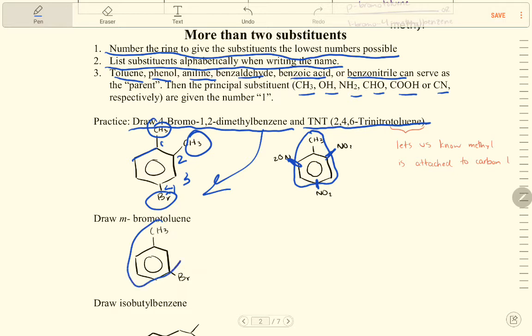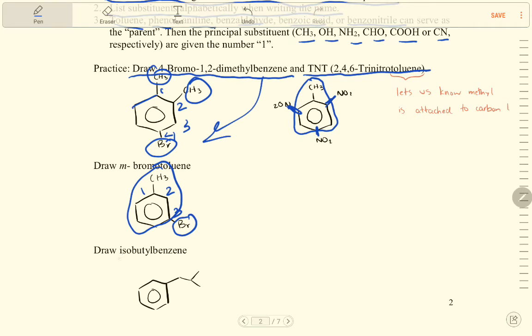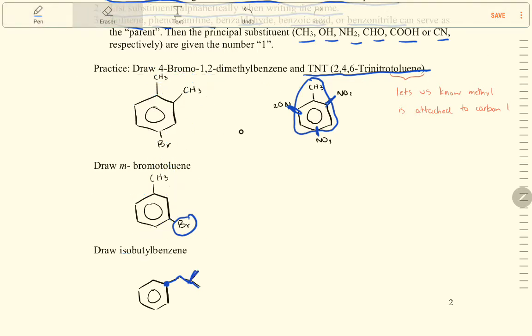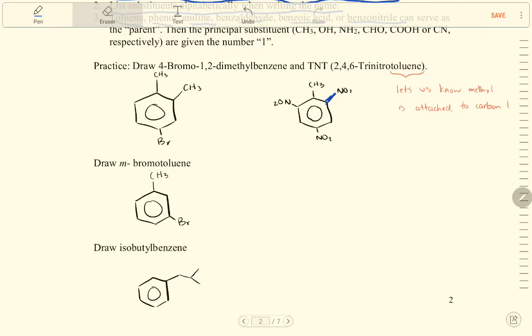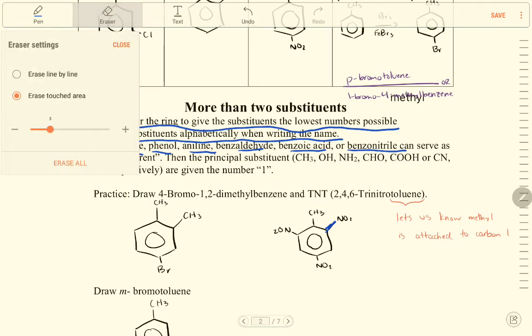Meta-bromotoluene. This is a toluene structure, 1, 2, 3. The 1 and 3 position is bromo, so that's meta-bromotoluene. Isobutylbenzene. This is an isobutyl and that's a benzene ring. So that's isobutylbenzene. When we practice more, you will get a better idea of how to apply the rules.